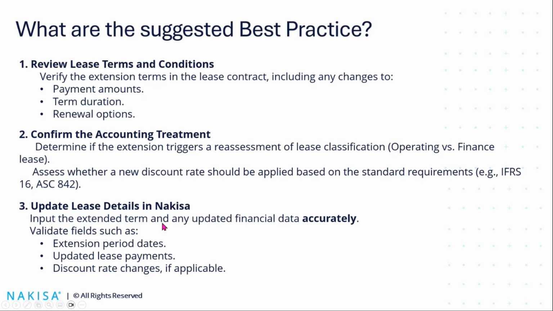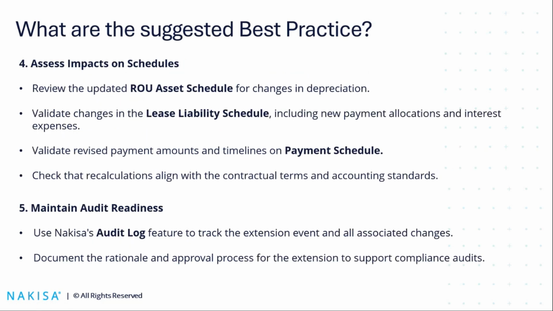So as we just did, we did the extension of the term. We updated our lease payments. We did not do any discount rate changes, but if you do, make sure you have done it when you're doing the lease event. Before you actually merge the draft, as we have seen, you can review your schedules for lease liability, your ROU asset, and your payment schedules. So you can check your recalculation and align with your terms and make sure it's something that you want to do before you merge it.